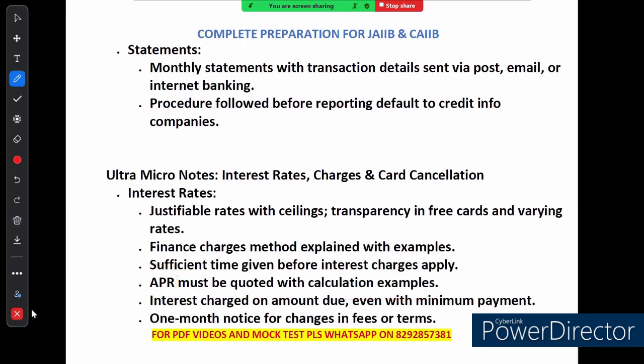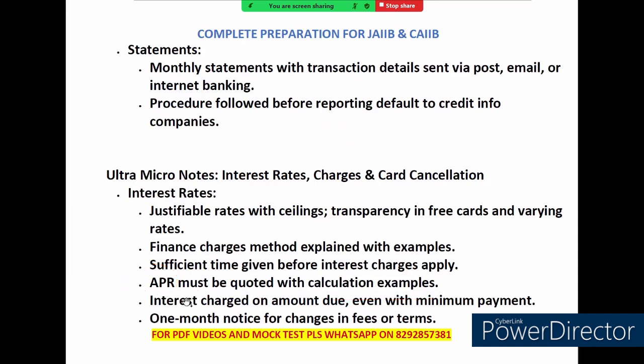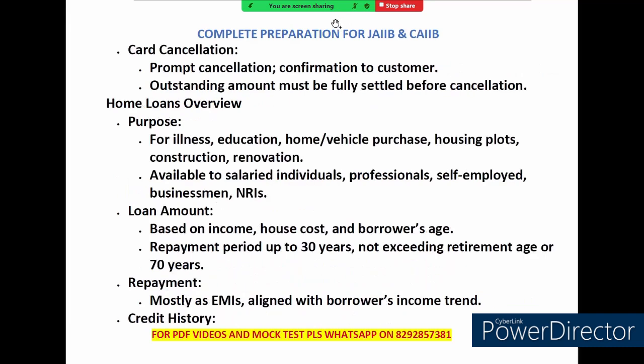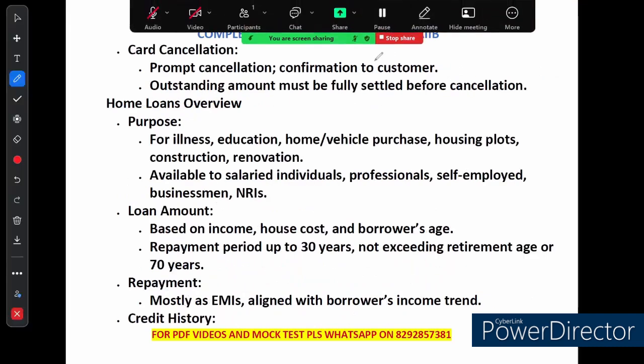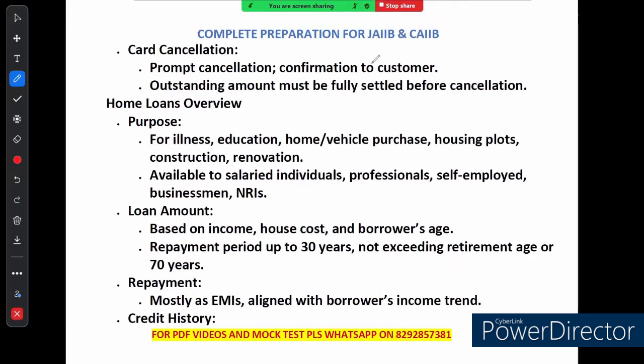So this is called APR. Sufficient time should be given before interest charges kick in, and they must clearly state the APR, that is, annual percentage rate. Now let's talk about when you want to cancel your card. The process should be quick, and the bank must confirm once it is done.